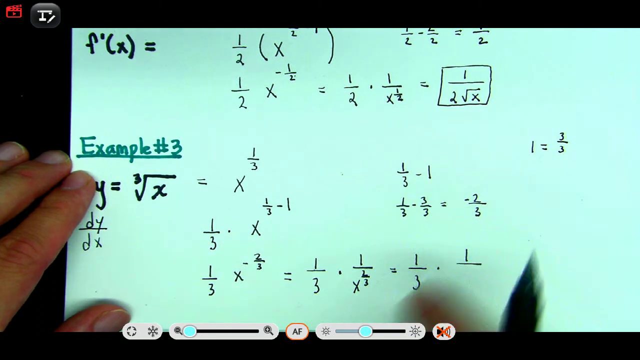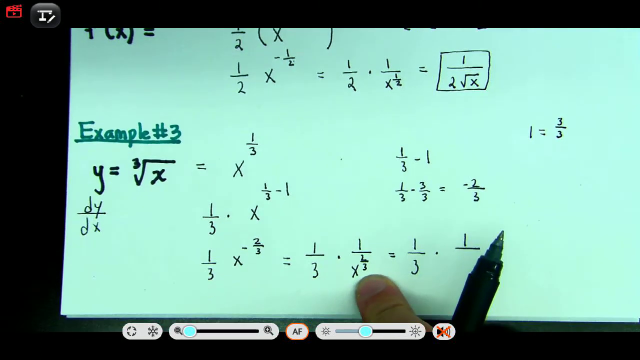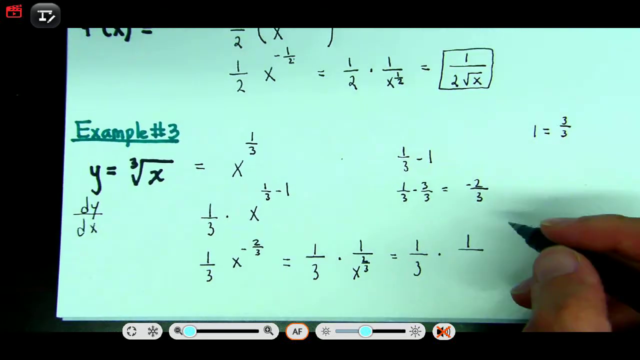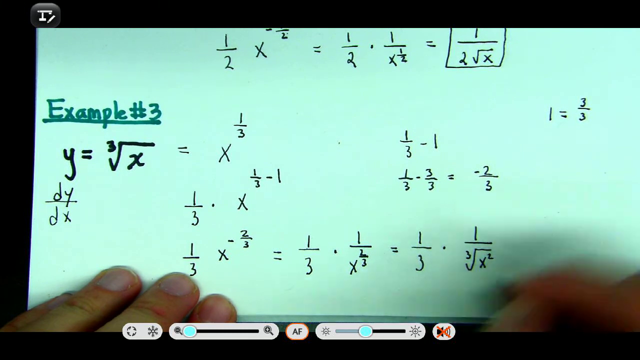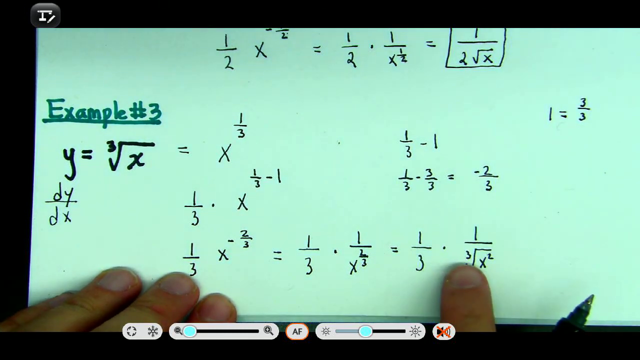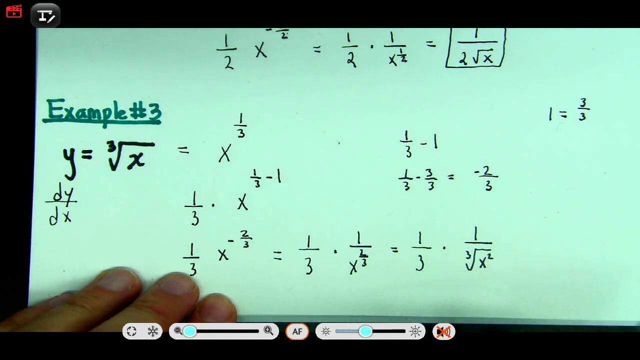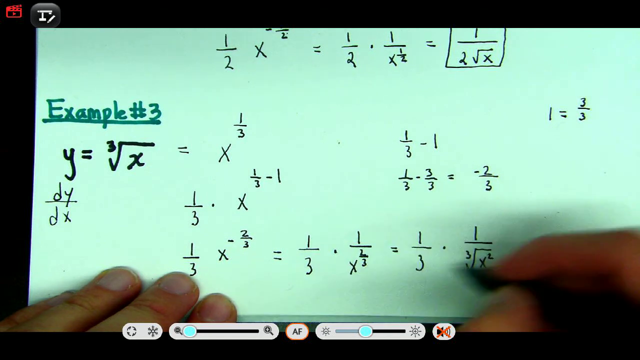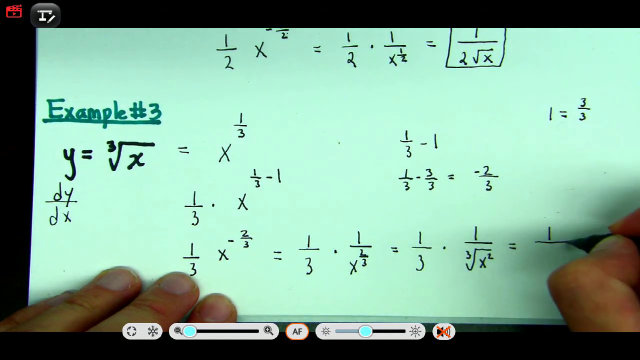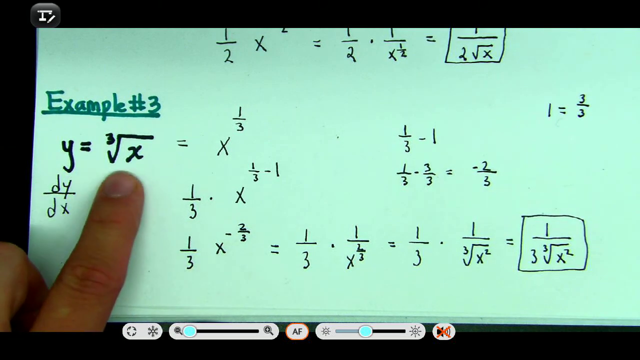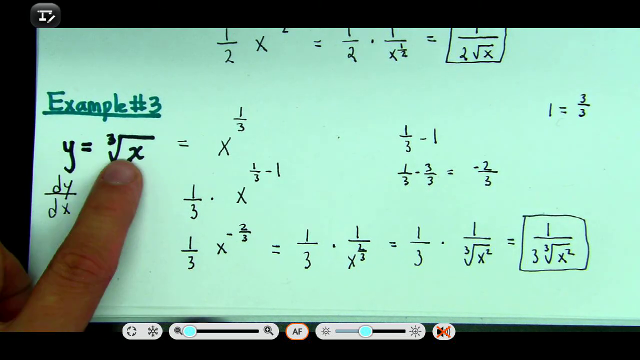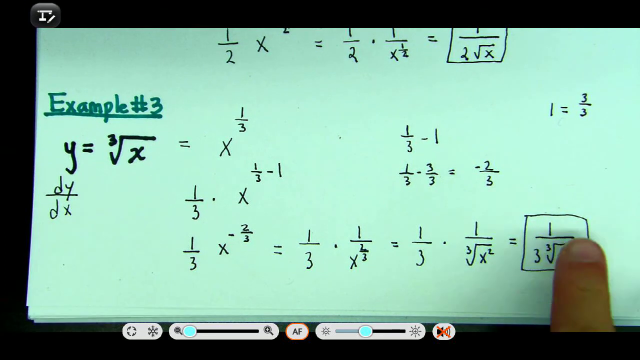Now, how do you convert this into some radical form? This should be cubic root of x squared. Because don't you remember, the denominator goes on the outside of the radical, and the numerator goes on the inside of the radical, over here with this x here. So then that just becomes 1 over 3 times the cubic root of x squared. And that's it. This represents the derivative of this function. This is y. This is my dy dx, right here.